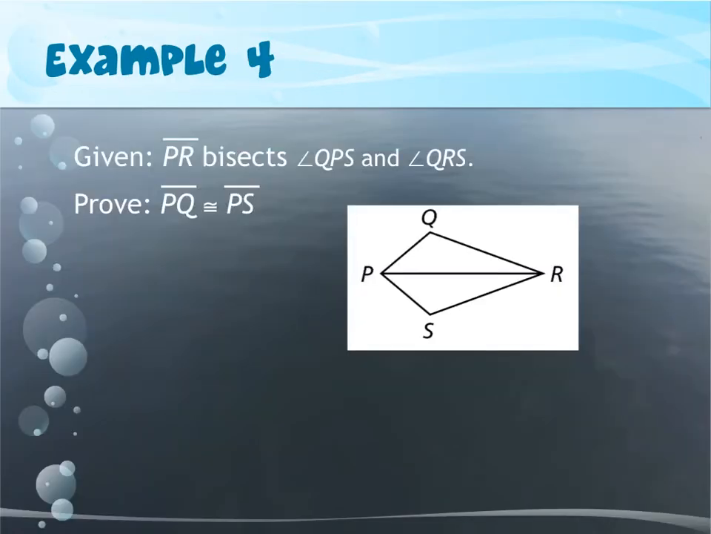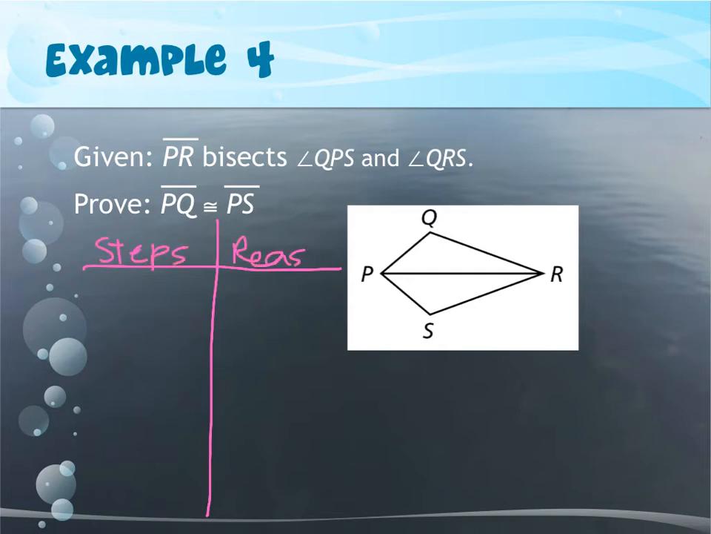Okay. Example 4. Given PR bisects angle QPS and angle QRS. Prove that segment PQ is congruent to segment PS. So what do we do first? The given. Yeah, the given. So we have our steps on the left and our reasons on the right. And step 1 is going to be our given.